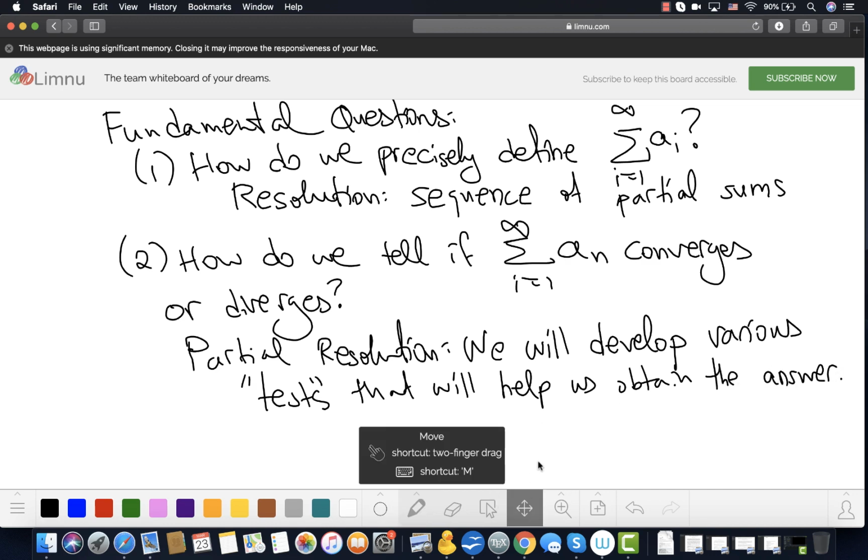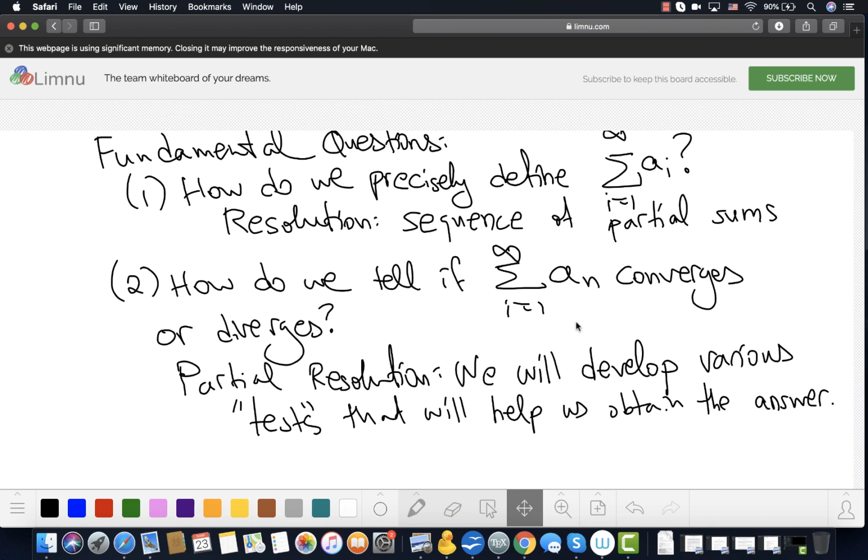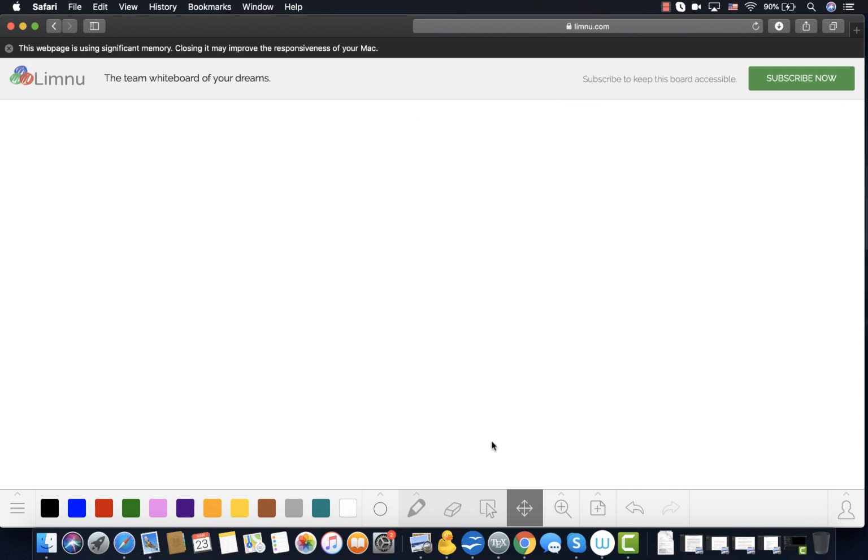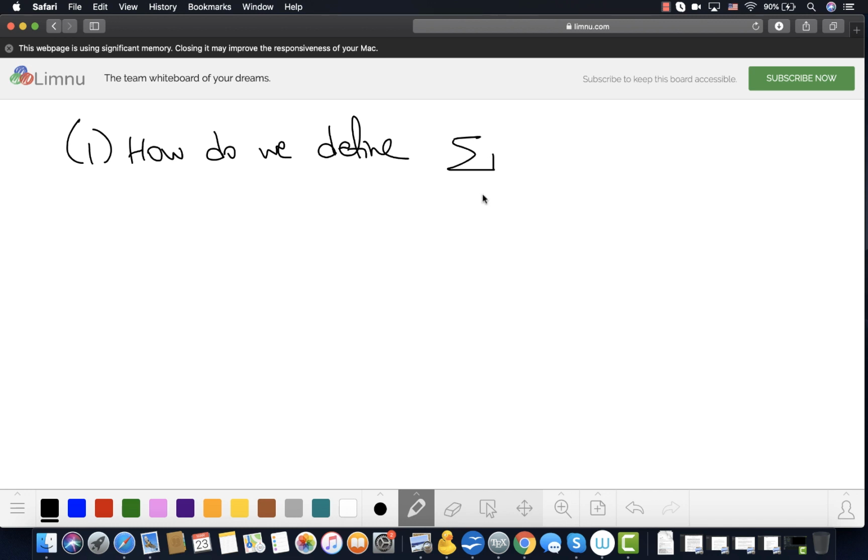Okay. So let's go back to the first question. How do we precisely define this infinite sum? Okay. So the question is, let me write again. How do we define the infinite series, i goes from 1 to infinity, of a sub i?